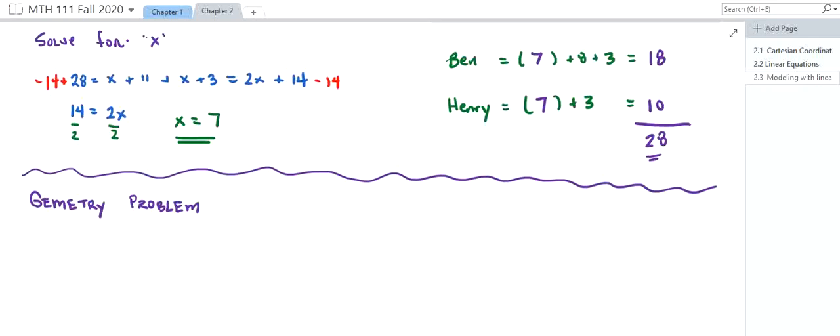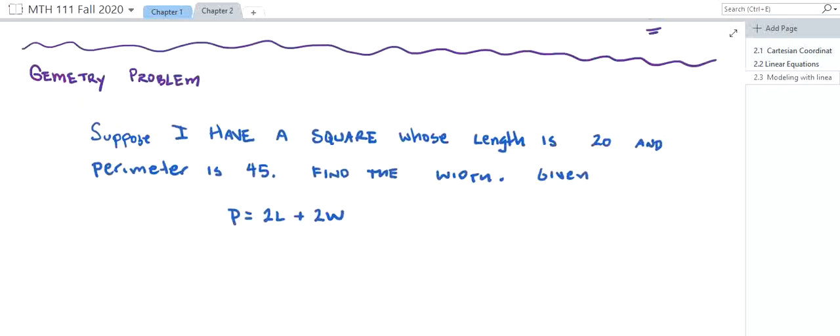Another type of problem we'll solve are called geometry type problems. Might ask a question like, suppose I have a rectangle whose length is 20 and perimeter is 45. Total perimeter is 45. Find the width. Given that we have an equation for the perimeter of a rectangle here, where perimeter equals 2 times the length of the rectangle plus 2 times the width.